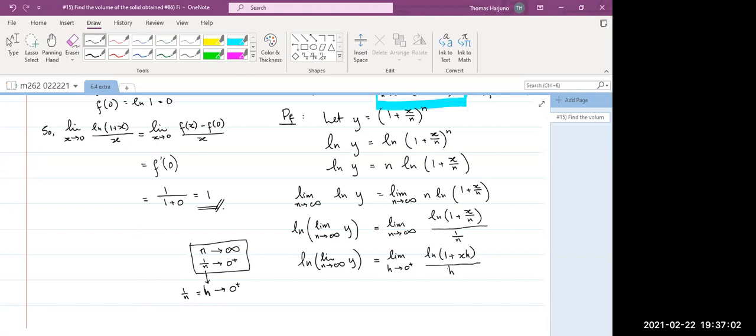Notice my substitution. Basically you get the xh because x over n is equivalent to x times 1 over n. That's right. And that's how you get the h at the bottom.